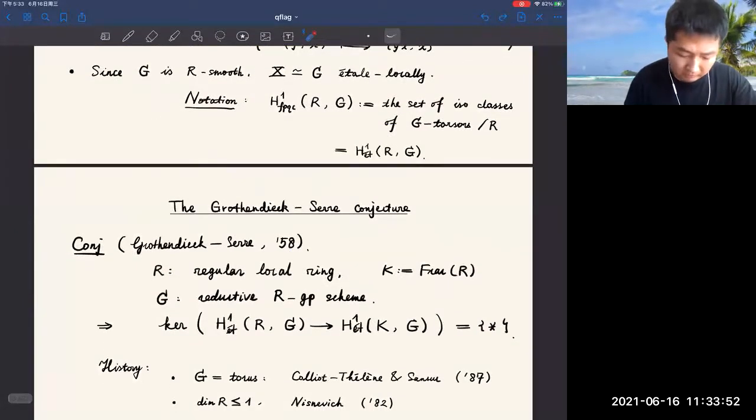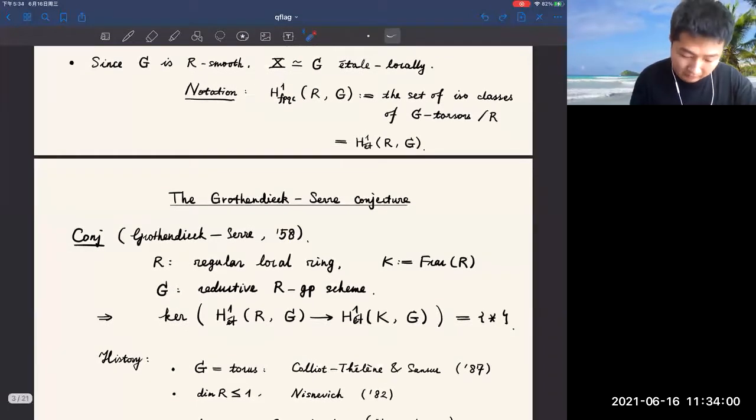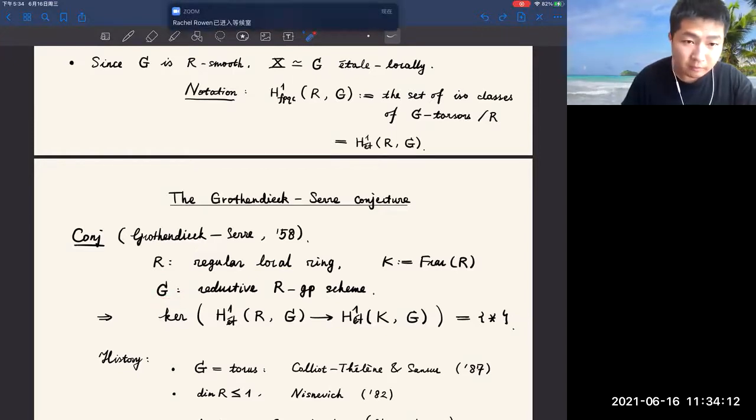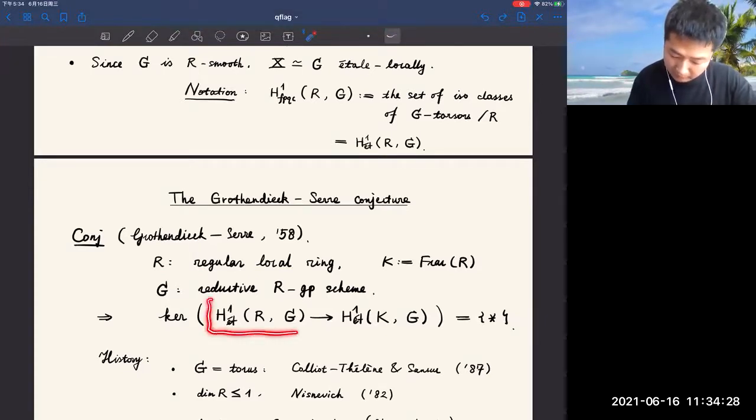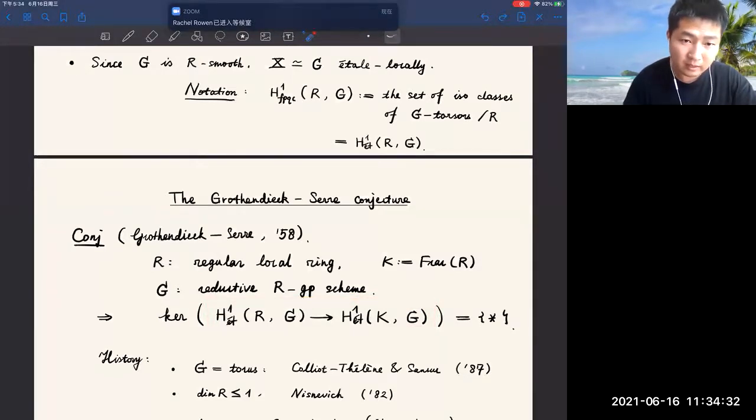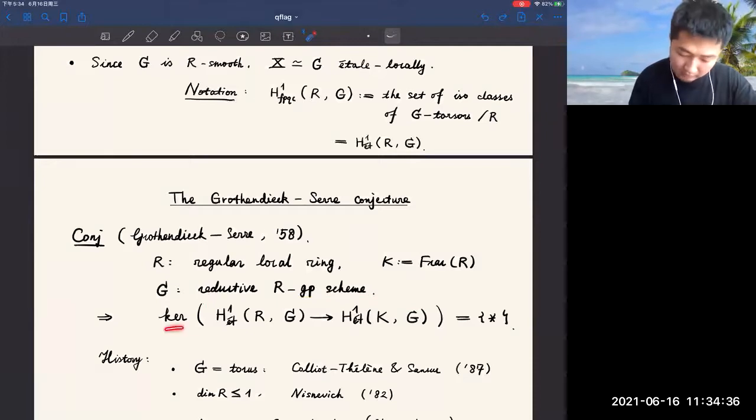The Grothendieck–Serre conjecture was proposed by Grothendieck in 1958. First, we consider a regular local ring R and the fraction field of R, and G a reductive group scheme over R. This conjecture predicts that there is no non-trivial torsor under G over R that trivializes over the fraction field. Or equivalently, this map between the pointed sets of non-abelian étale cohomology has trivial kernel. But by the twisting technique, we can obtain a stronger form: we can try to prove that it is also an injective map.